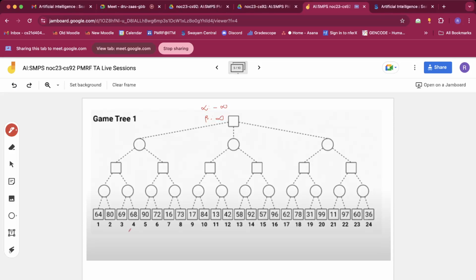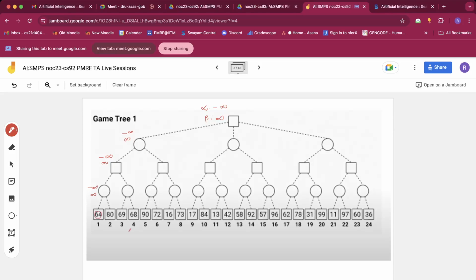Next, this max node will pass it on to its children, or the leftmost child first, not all children. So this will get passed on to this child, which will have minus infinity and plus infinity. This in turn will pass it down to this one, which will have minus infinity and plus infinity. I'm not writing alpha and beta again and again. You can assume that the top one is alpha and the bottom one is beta. And this again will have minus infinity and plus infinity. This will pass it down to this 64 node.